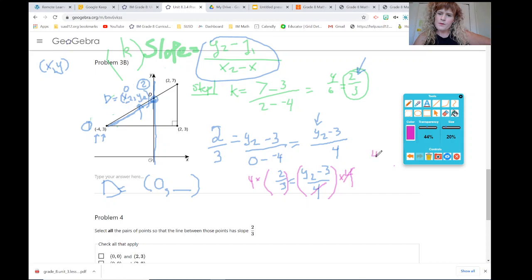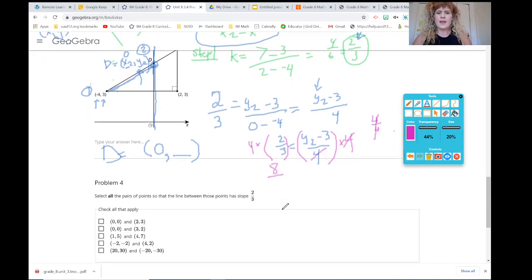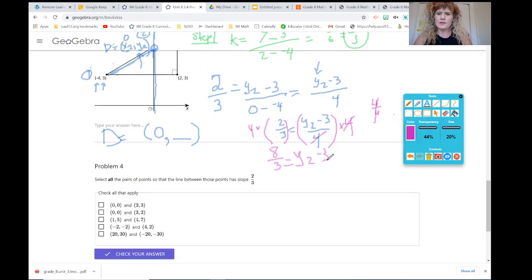Remember, 4 over 4 equals 1. So that just cancels out. That'd be like saying times 1. Anything times 1 is itself. Okay, what do I get when I do that? 4 times 2 is 8, and then the denominator stays. That becomes 8 divided by 3 equals y2 minus 3.